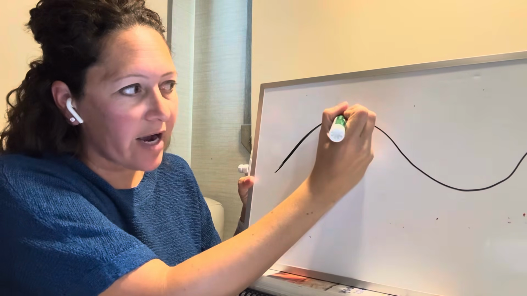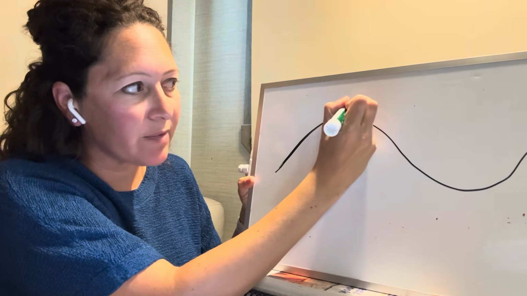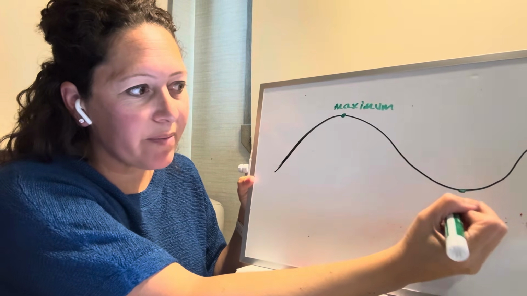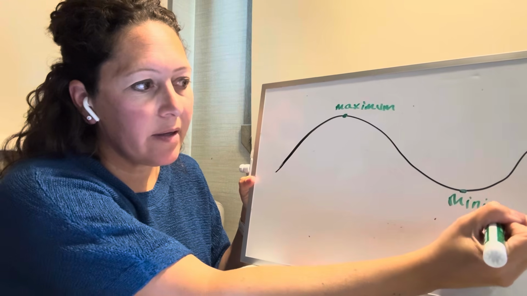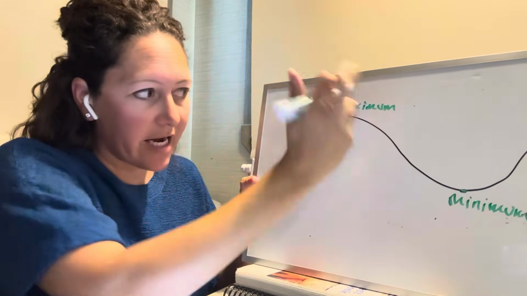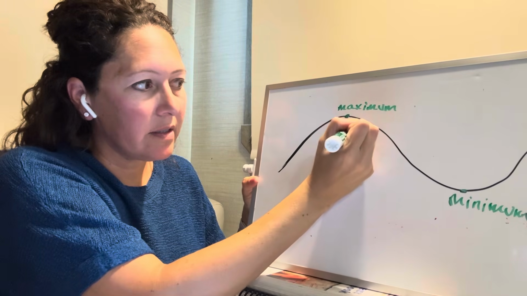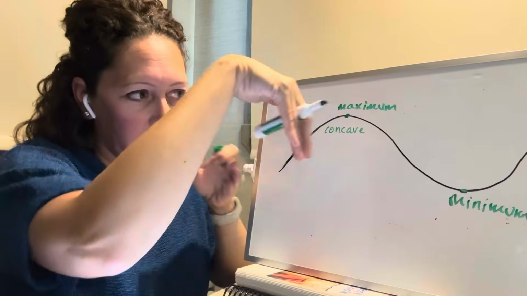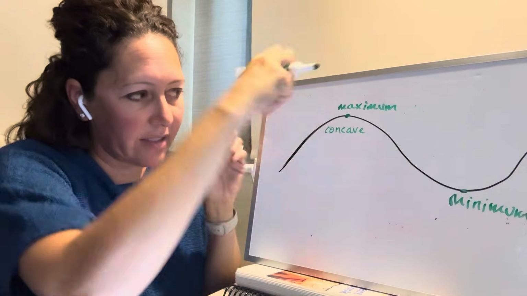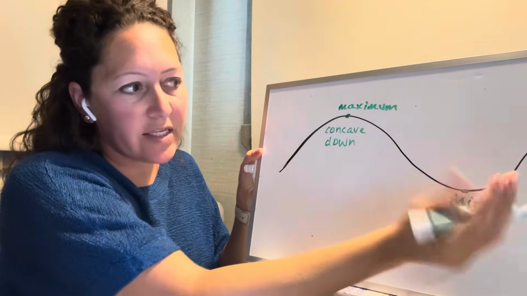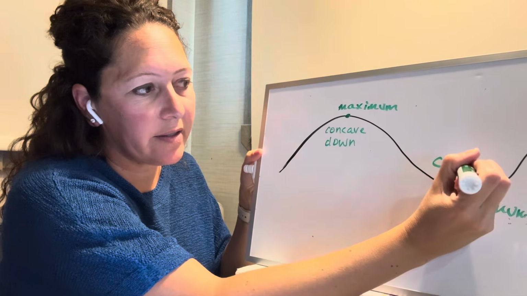When you have a curved graph like this, we call this point the maximum. So you can guess, we call this point the minimum. We say that this is concave down, because it's concave in its arrangement, how it's laid out, and then it's pointing down. So concave down, this one is concave up.